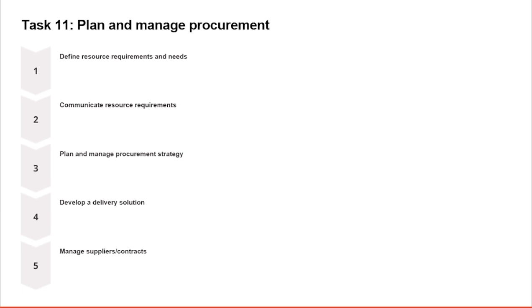The fourth step is to develop a delivery solution. Once the procurement is in place, the focus shifts to ensuring timely and quality delivery. So expect questions on vendor performance, KPIs or SLAs, risk mitigation strategies, and issue resolution. In some cases, contract adjustment may be necessary to accommodate project changes, requiring contract amendments or renegotiations.